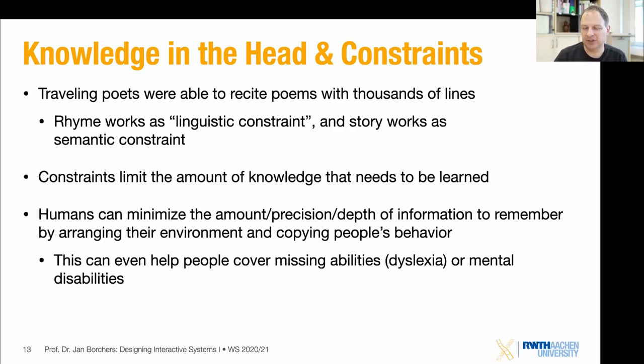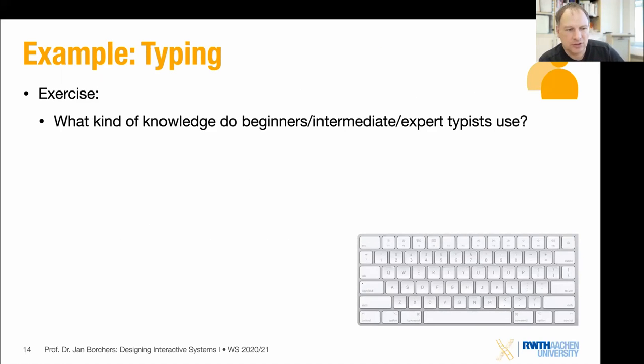Let me give you another example, and this is another little in-class exercise here. So think about typing, okay? You've now learned what knowledge in the head means and what knowledge in the world means. And here's a typical keyboard, and I would like you to think about when you take a beginning typist who hasn't really done any typing yet and is just starting out, and somebody who's intermediate maybe, and then somebody who's ultimately a real expert in typing, can type really fast. What knowledge is in the world and what knowledge is in the head with each of these?